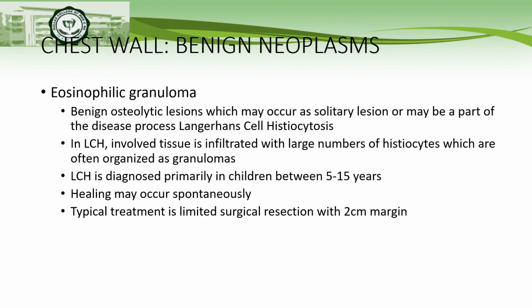The fourth benign neoplasm mentioned in your book is eosinophilic granuloma. These are benign osteolytic lesions which may occur as a solitary lesion, or this may be a part of the disease process called Langerhans cell histiocytosis. So in LCH, the involved tissue is infiltrated with large numbers of histiocytes which are often organized as granulomas.